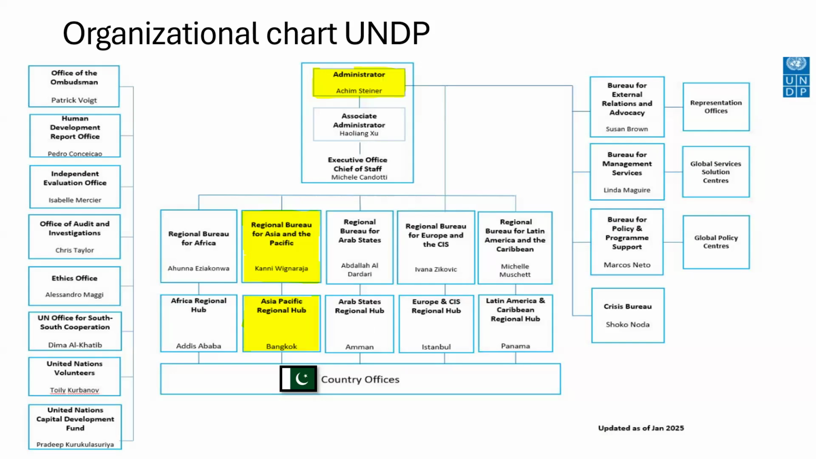So this is the organizational chart of UNDP. It looks a bit confusing and too much information, but we will start with the main highlighted points, which are the main points to be remembered, keeping Pakistan in perspective. So this is the administrator, which is Ashim Steiner, and then he has two associate administrators and other people in his office. And then he looks over the regional offices. So they have Regional Bureau for Africa, Regional Bureau for Asia and the Pacific, Regional Bureau for Arab States, Regional Bureau for Europe and the CIS, Regional Bureau for Latin America and the Caribbean. Pakistan falls into the Regional Bureau for Asia and the Pacific, and its regional hub is located in Bangkok, and then they have a country office in Pakistan.